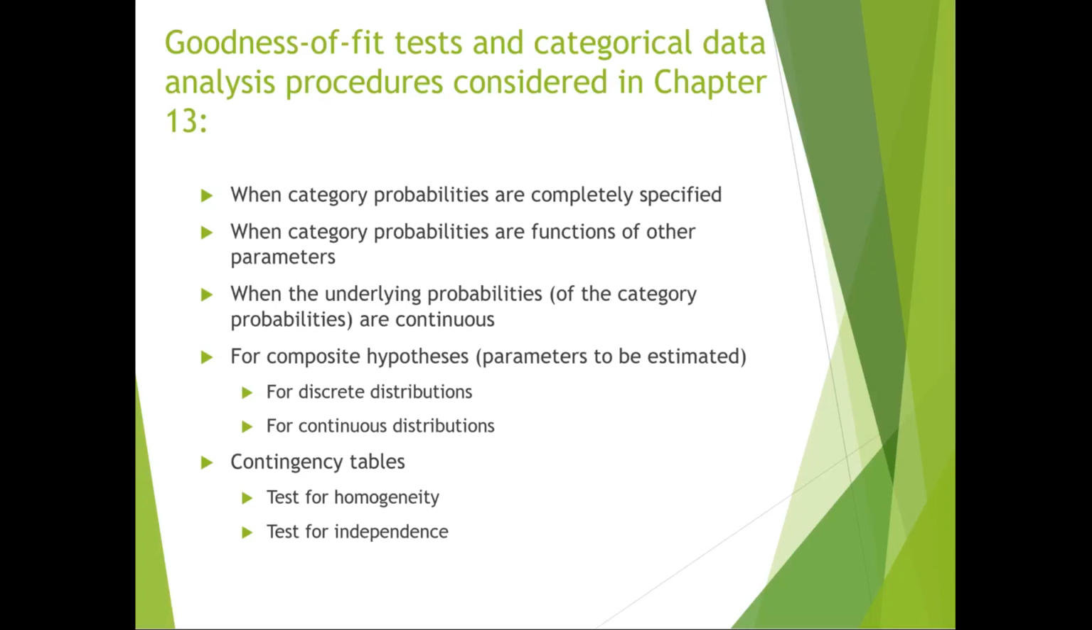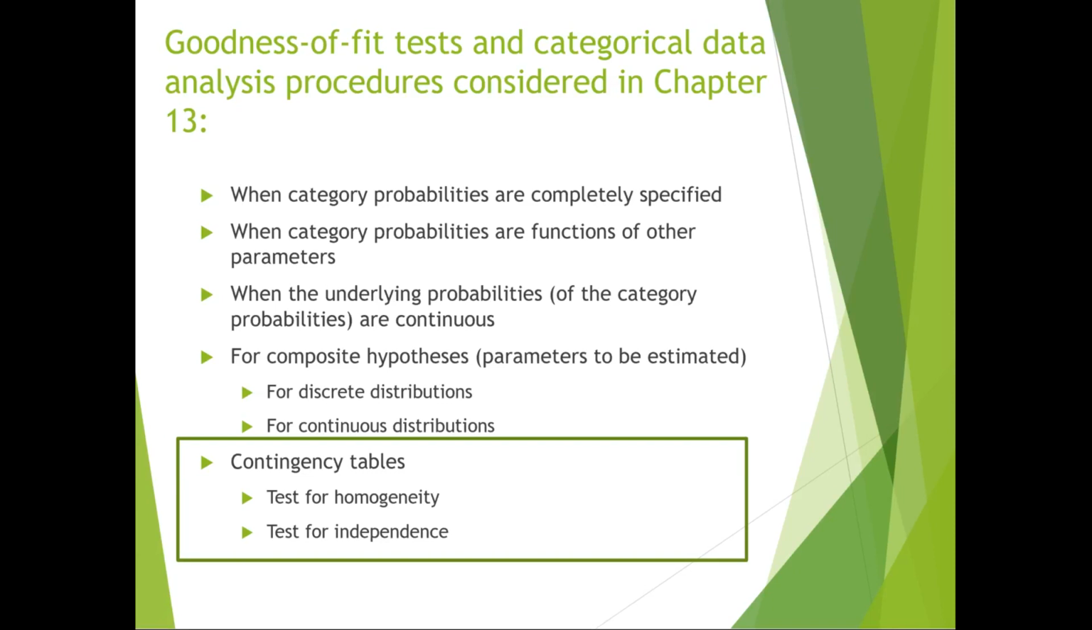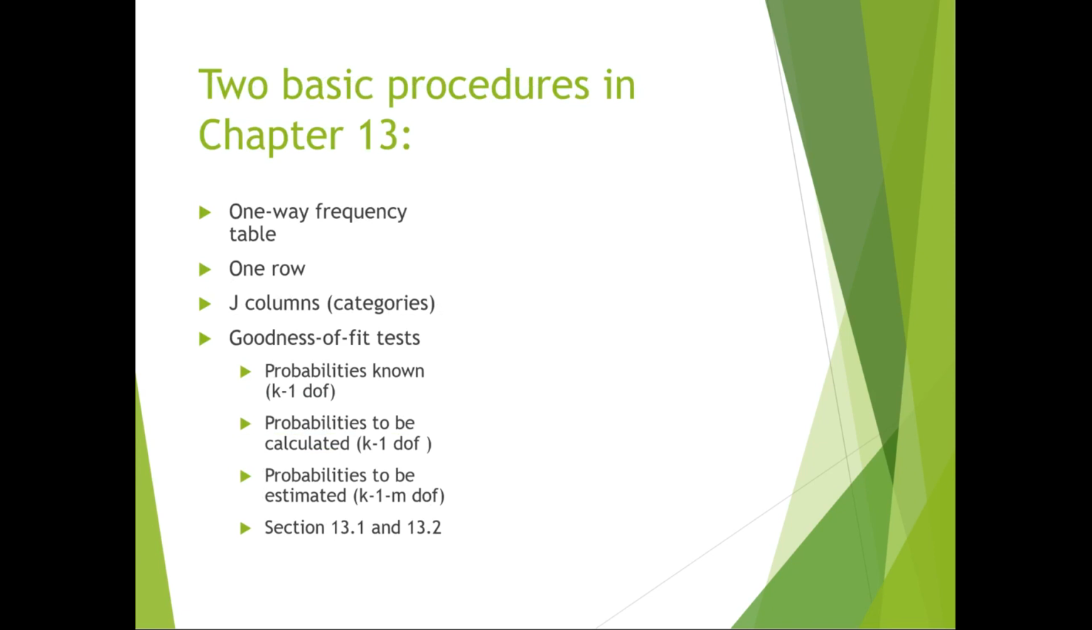In this video, we'll be looking at the second set of procedures that we get to analyze categorical data, and that is namely when we have contingency tables, a two-way contingency table, and we do a test for homogeneity or a test for independence. Let me explain.